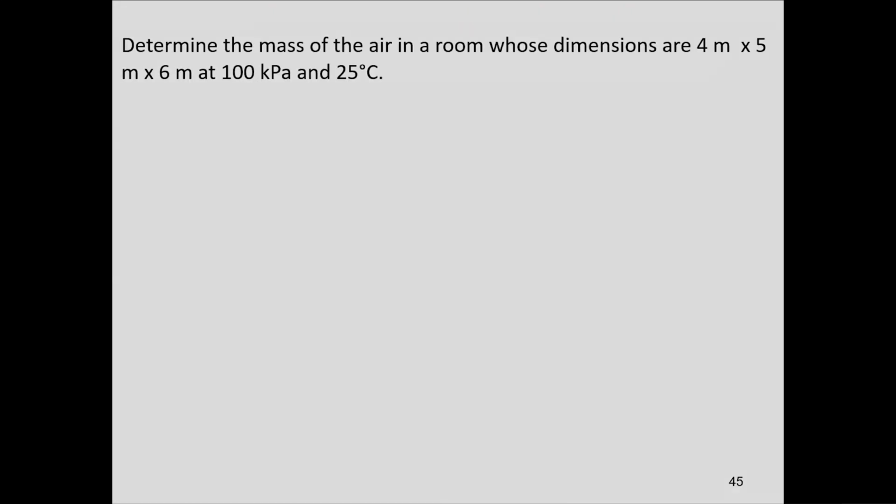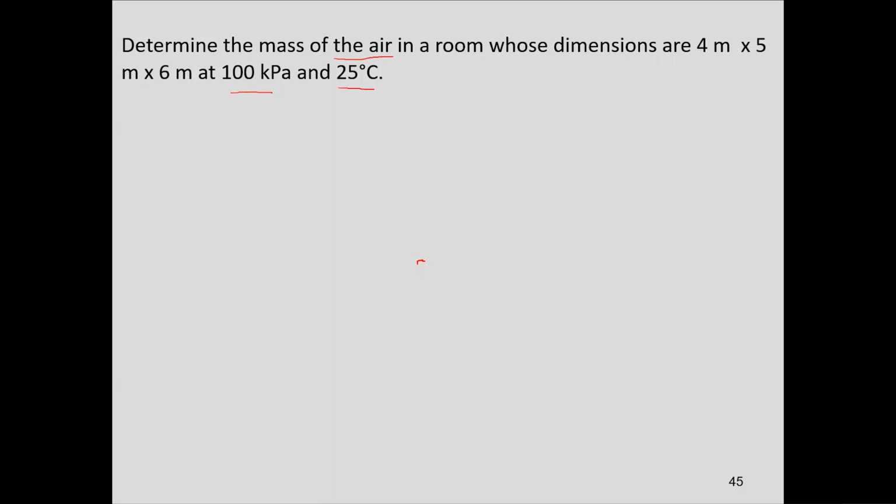So for this class, this is the last example that you have to do: determine the mass of air in a room whose dimensions are 4 meters by 5 meters by 6 meters. The pressure in the room is 100 kilopascal and the temperature is 25 degrees centigrade. How can you find out the mass of the air in the room whose dimensions, pressure and temperature are given to you? Any idea? Which formula, sorry?